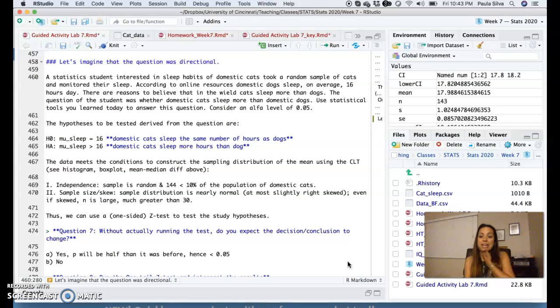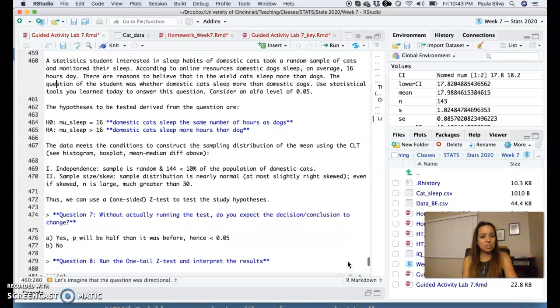So we just ran a bidirectional test to answer the question of whether the sleep patterns of cats are different from the sleep habits of dogs, when we know that dogs sleep 16 hours. Now imagine that we're going to make this directional now, to make sure you're ready to figure out how to grab the correct piece of code and how to adapt it in each one of the cases.